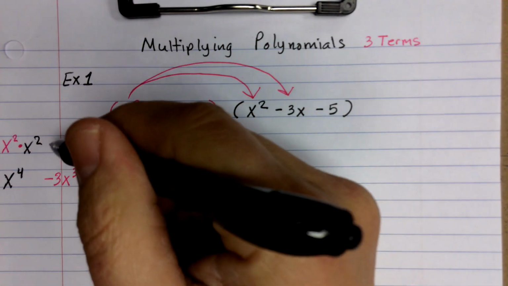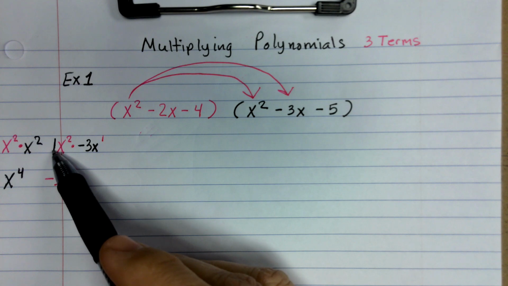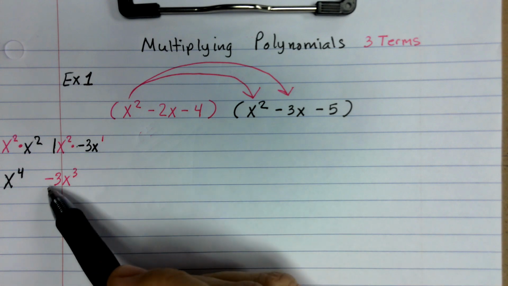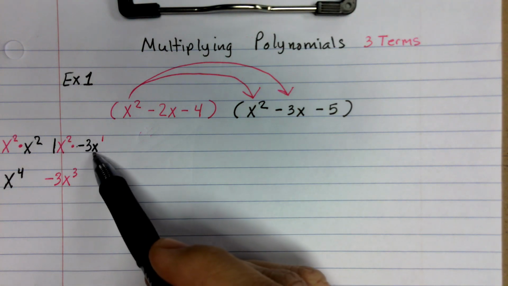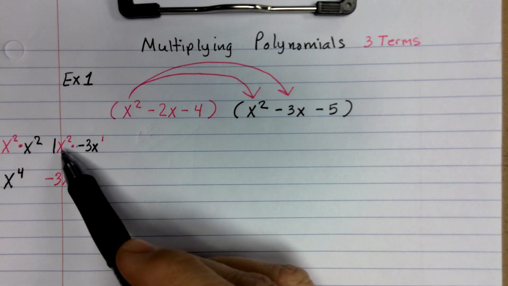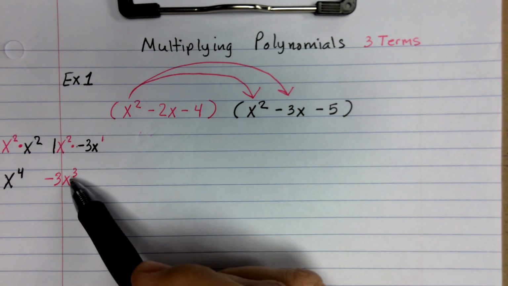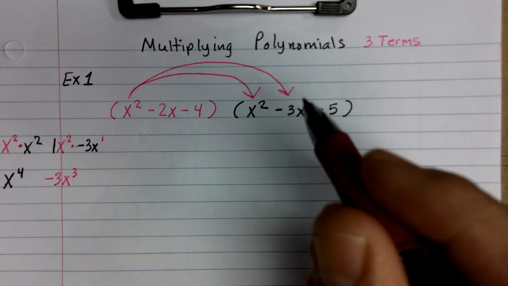So notice what I did initially, I'm just going to write a 1 in front of here, is I just multiplied the coefficient of the first variable, which is 1, times the coefficient of the second variable, which is negative 3, to get negative 3. And then I said x squared times x to the 1 power. And anytime you multiply the same base, you simply add the powers. So you take the power of 2 and add it to the power of 1, and it becomes x to the power of 3.